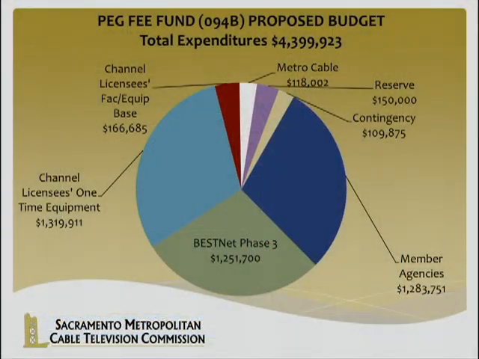Metro Cable has $118,000 in equipment. We are proposing another $150,000 into the reserve, contingency of $109,000, and then almost $1.3 million in member agency requests, the control rooms and member agency equipment needs related to PEG for the 7 member agencies.